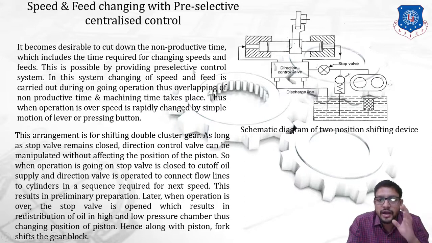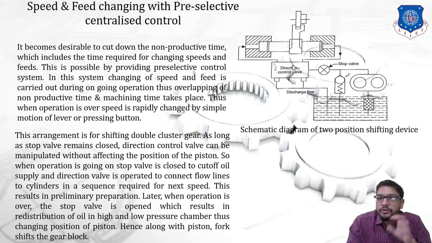work. Okay, so at that time what we are going to do, we are going to close this stop valve, which means further oil will not be transferred into the direction control valve and easily we can prepare for the next position of the spindle speed. Okay, and this will be done when? At the time of ongoing operation.